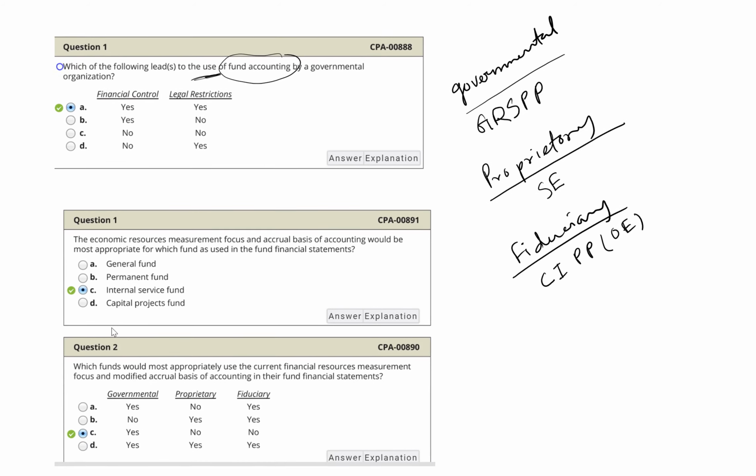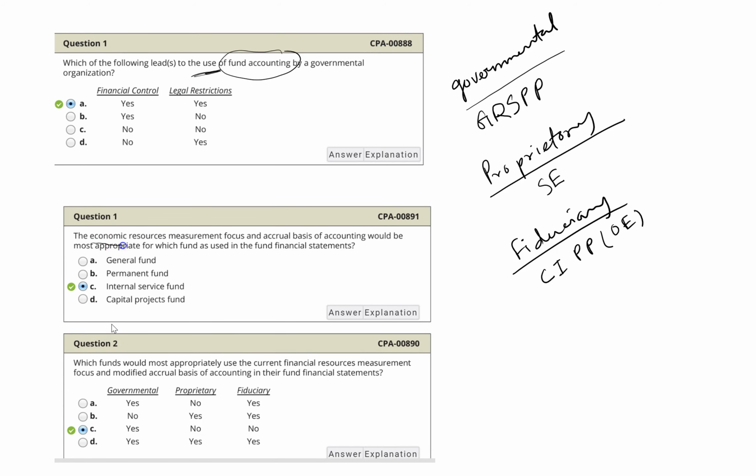So now the question is here, the economic resource measurement and accrual basis accounting will be most appropriate for which fund. Basically it would be appropriate for proprietary and fiduciary funds, not governmental funds, because governmental funds do not use the accrual basis. It just focuses on current financial resources. Now let's see the names of the funds. General fund, of course, is a governmental fund, so A is not the correct answer. Permanent fund is also governmental. C is the internal service fund, so it is actually under the proprietary fund.